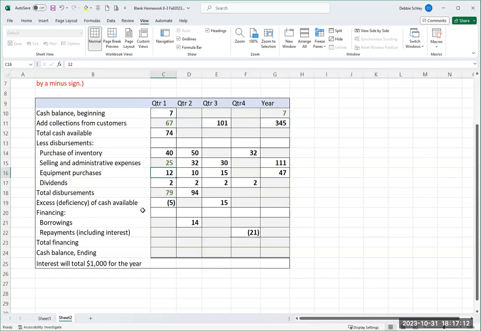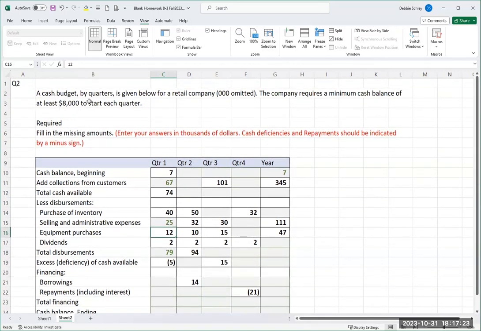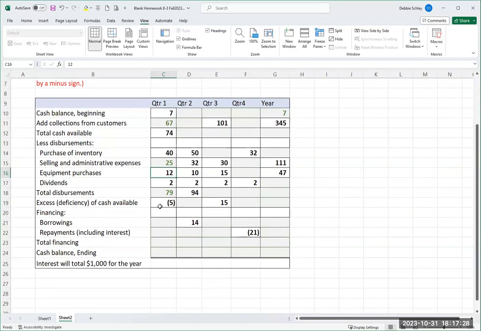Okay, so now I know I'm going to have to borrow money, because I need to have at least $8,000 to start each quarter, and I'm sitting on -5. And so I need to borrow 5 plus 8. So I need to borrow enough to cover this 5 or 5,000 plus the 8,000 that they want to have. So I need to borrow 13.